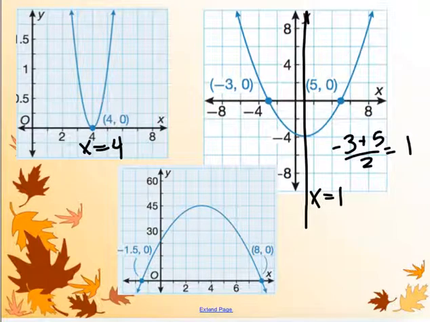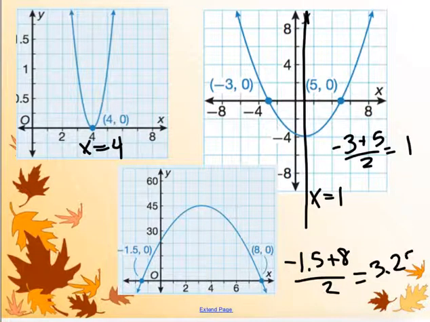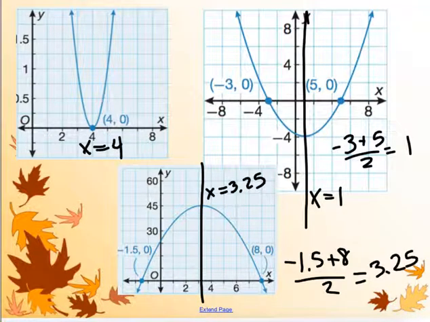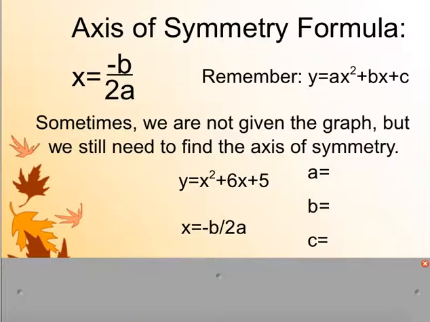All right, and same for this bottom one. I'm going to average my x's, so -1.5 plus 8 divided by 2. So that's 6.5 over 2, so that's 3.25. My axis of symmetry here is at x equals 3.25. Always using an equation to describe an axis of symmetry, since it is this imaginary line that cuts it in half. Now, if we don't have those two x-intercepts, we can use this formula.